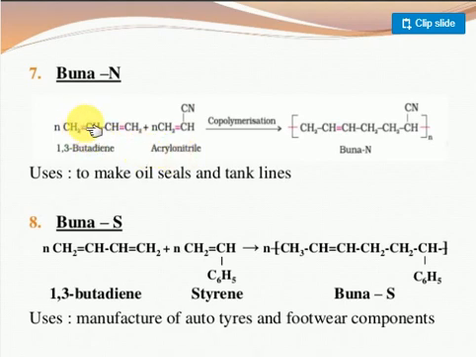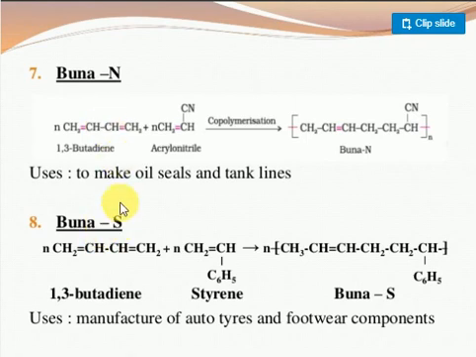What happens? Just imagine, the double bond is here. After formation of the polymer, this double bond is shifted to the middle carbon. And what happens here? The terminal carbons become single bonds. This carbon attached here becomes a single bond, this becomes a single bond, and the double bond shifts here. This is called Buna N rubber, used for making oil seals and tank linings. Very, very important. Try writing this equation twice.